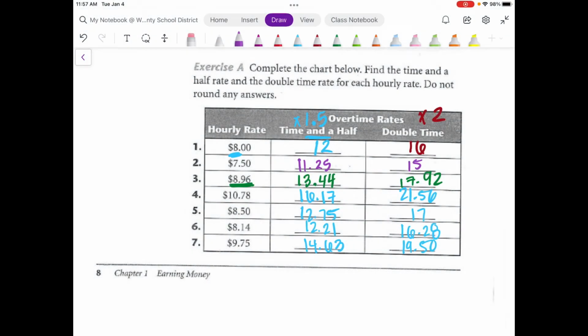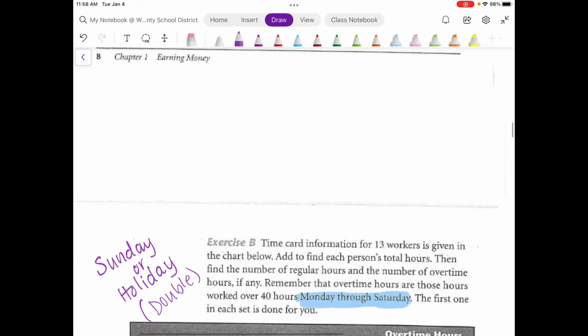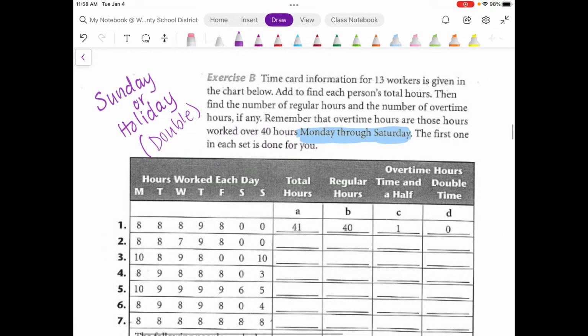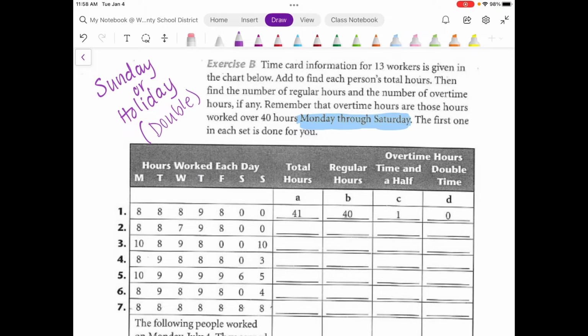All right, last time we talked about calculating how much someone would get paid for time and a half and double time. So now we're going to take a look at a time card to figure out how much in a week would be considered time and a half and how much of that week would be considered double time.